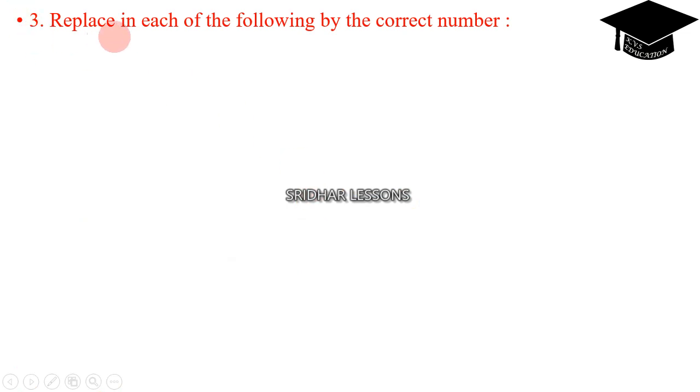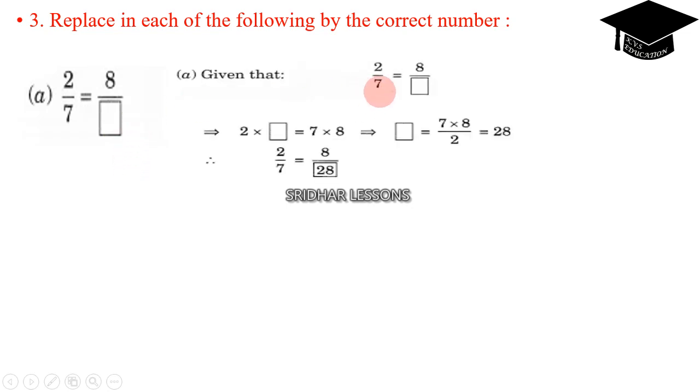Third problem, replace the blank in each of the following by the correct number. A, 2 by 7 is equal to 8 by blank. So, if you go for cross multiplication, 2 into blank is equal to 7 into 8. So the blank will be 7 into 8 by 2.